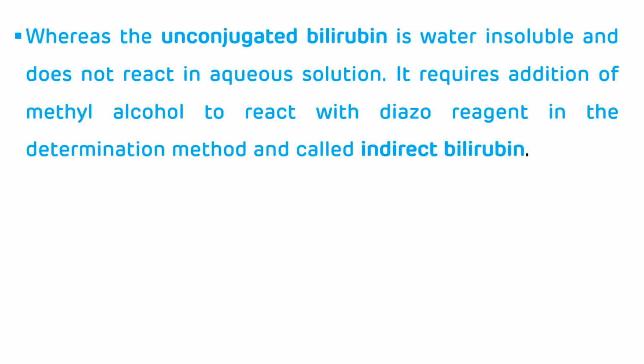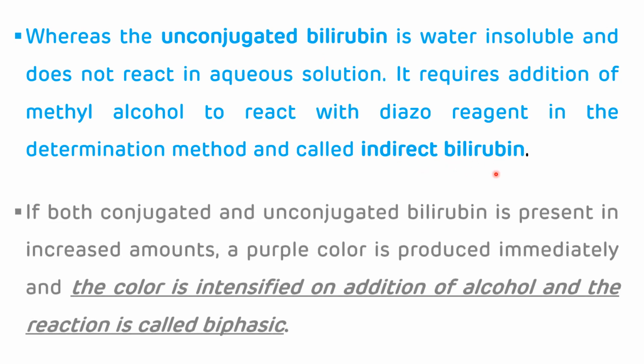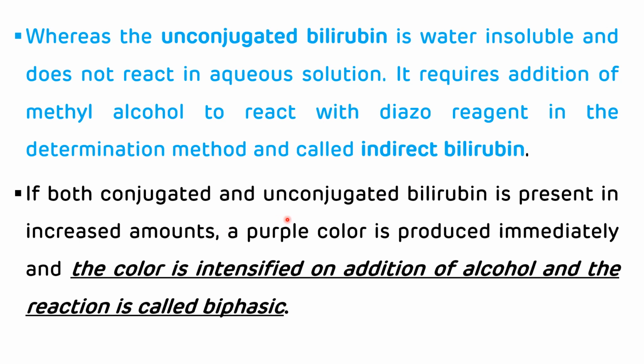Whereas unconjugated bilirubin is water insoluble and doesn't react in aqueous solution. It requires the addition of methyl alcohol to react with diazo reagent. That's why it gives an indirectly positive reaction, and this unconjugated bilirubin is called indirect bilirubin. And when unconjugated and conjugated bilirubin are both present in the solution, a purple color is produced immediately and the color is intensified on addition of alcohol, and that reaction is called a biphasic reaction.